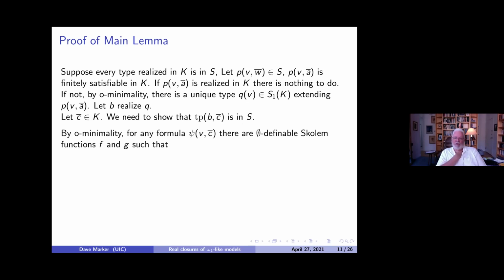So what I need to show that it works is that for any tuple from K, if we adjoin B to that tuple, that type is still in S.